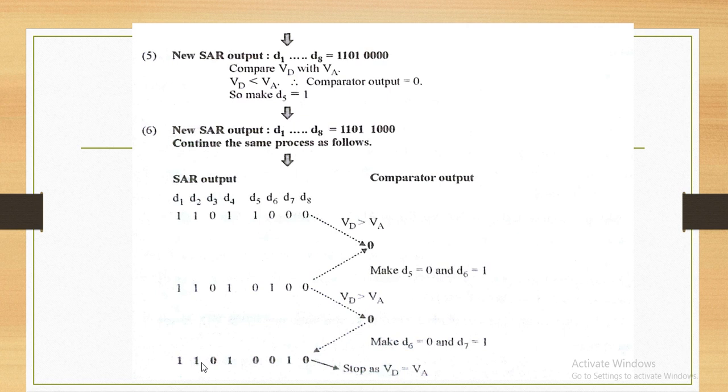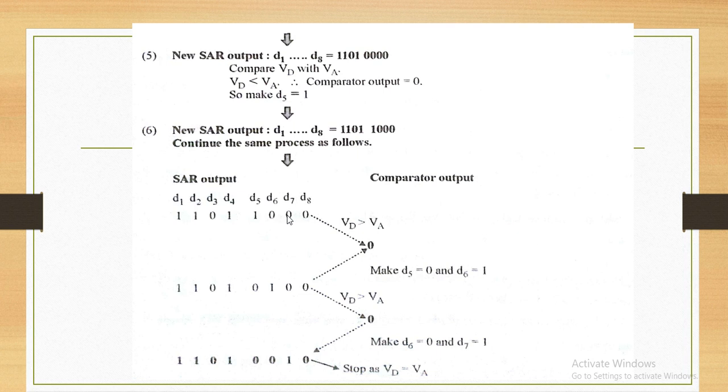Okay, so we have to do this process till all the 8 bits of the comparison process are completed. When the conversion is completed, we can consider that VD is equal to VA and this process is completed. Okay, so this 11010010 is the output code that is generated for a VA. For example purposes only we have taken this 11010010. Okay, you can take any value, no problem.